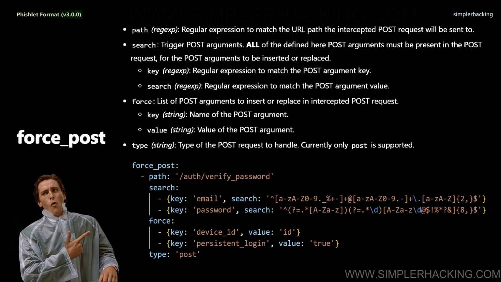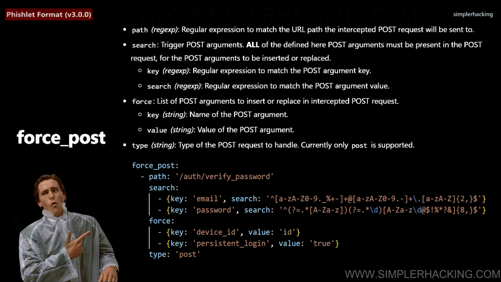This is because you want to target the exact post endpoint that processes the login information. Next, search triggers post arguments. All the post arguments defined in this section must be present in the post request for them to be inserted or replaced. So essentially, this is where you define the conditions under which post arguments will be modified. This is broken down into two parts. Key is the regular expression to match the post argument key, for example, the field name for a username or password. Then the search matches the post argument's value, which is used to match the actual value being submitted, such as the username or password.